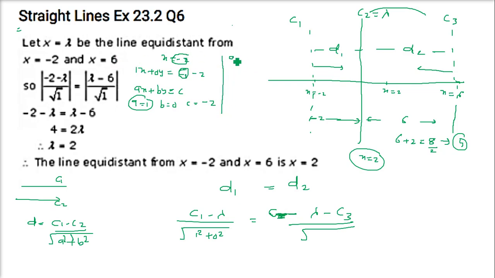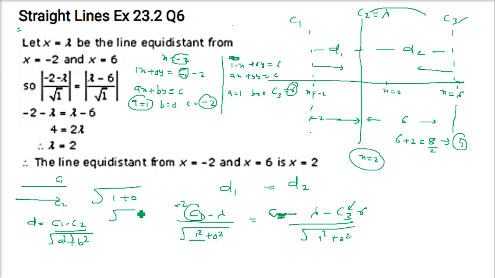Now let me show you what about this line x equals 6. I can write it as a into x, or you can say 1 into x plus 0 into y equals 6, and compare it with ax plus by equals c. Now here this c is actually c3 we have taken. So c3 is 6, a is 1 and b is 0. So same here, 1 square plus 0 square. In this c3 we are going to write 6, and this c1 we are going to write minus 2. So under root 1 square is 1, 0 square is 0, under root 1 is 1 only. So I'll just write it as 1. So only the numerator will come. This will be minus 2 minus lambda equals lambda minus 6.